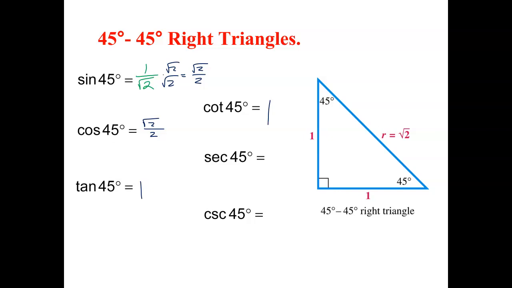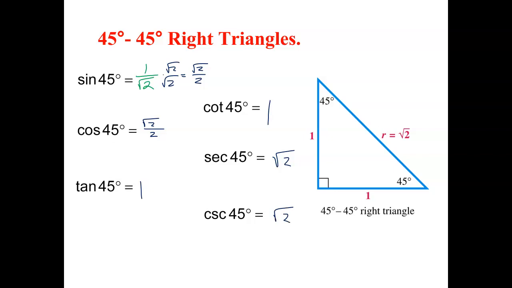So we see that sine and cosine are equivalent. We see that tangent and cotangent are going to be equivalent. Any guesses on secant and cosecant? They're gonna be equivalent. No, they're gonna be reciprocal. Secant of 45. Square root of 2. And cosecant. Same thing.